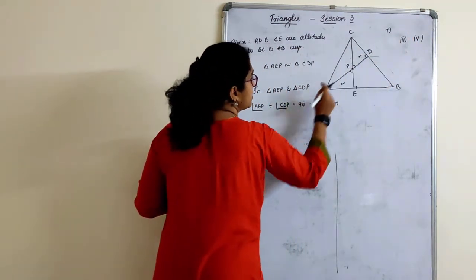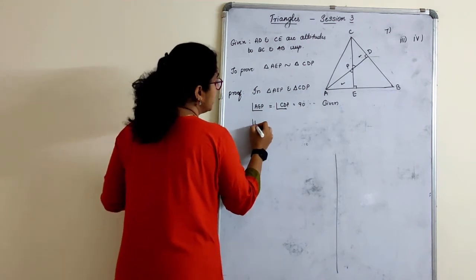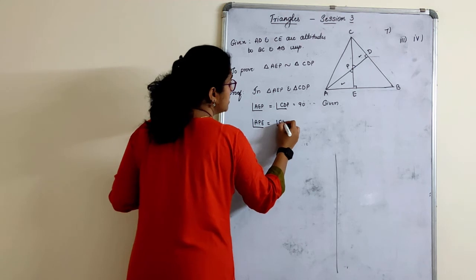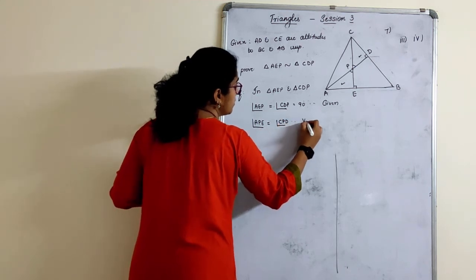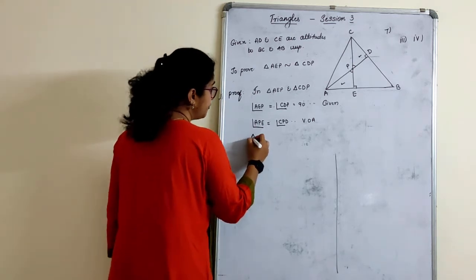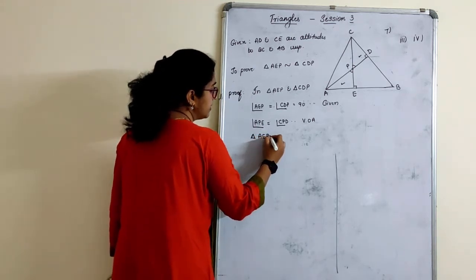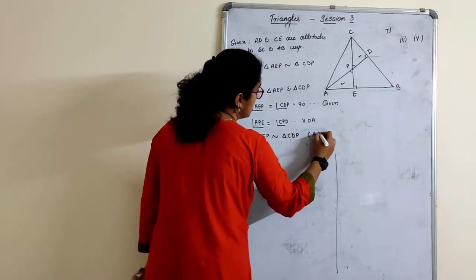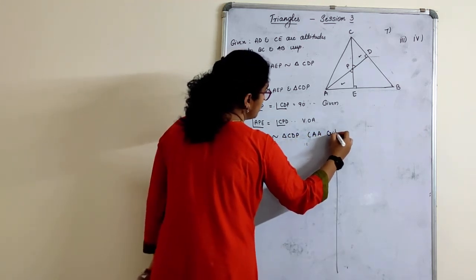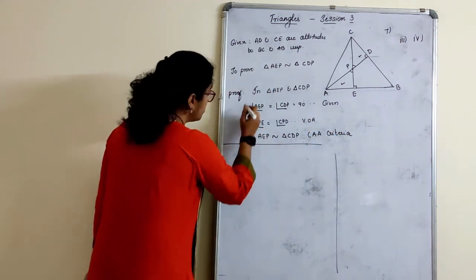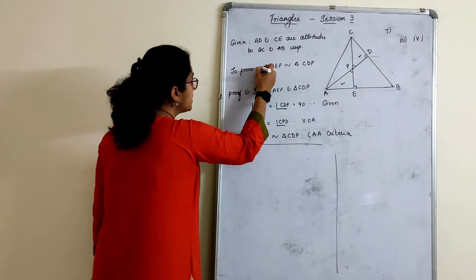Vertically opposite angles are equal. Angle APE is equal to angle CPD. Vertically opposite angles. Two angles are enough. Therefore, triangle AEP is similar to triangle CDP by AA criteria. This was the first proof. I'll prove the second part also.